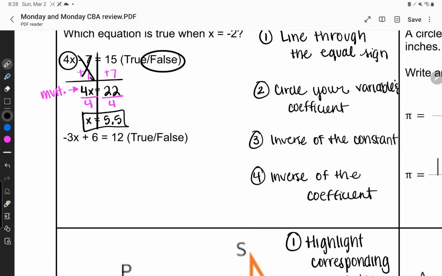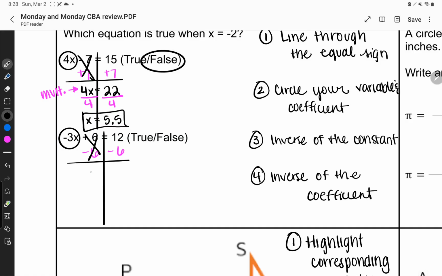All right, then I come down here and answer this question. So I start by drawing a line through the equal sign, and I circle my -3x. Remember, if this was an inequality, because there's a negative right here, my inequality sign would flip. But there is no inequality, so we're just going to leave it be. All right, what do I do next? I would get rid of +6 by subtracting 6 on both sides.